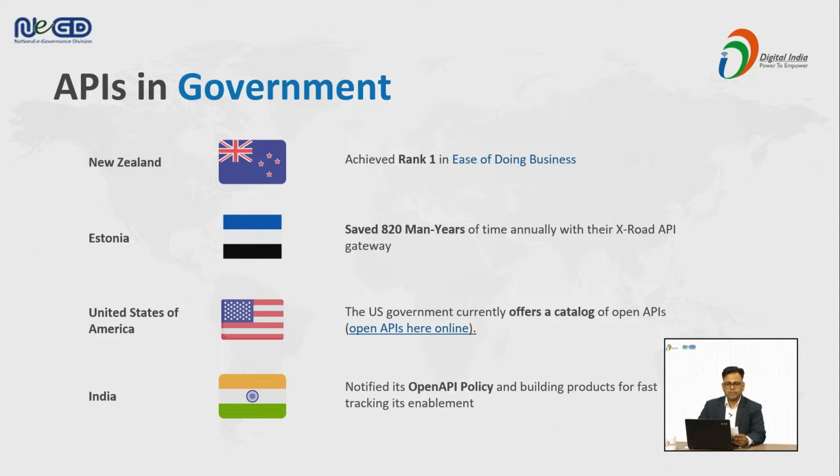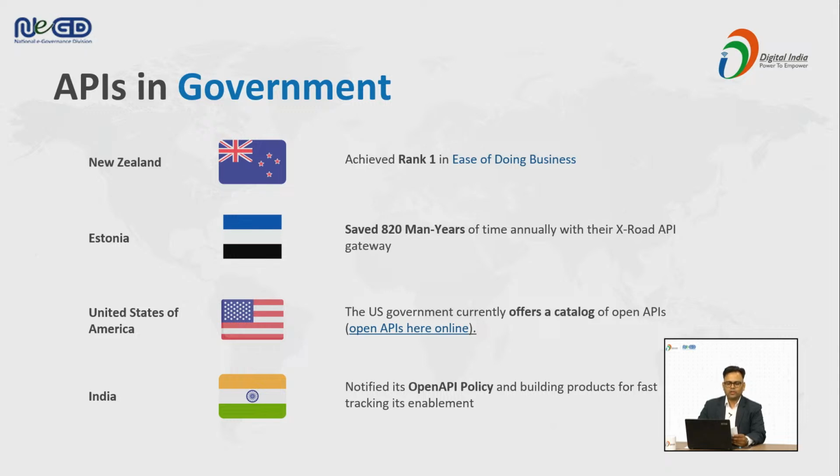So in the next slide, I'm giving a brief introduction of how APIs have helped in transforming countries. One very prominent example is New Zealand, which has achieved rank 1 in the ease of doing business. All their government departments are interconnected. So whenever a citizen or a business goes to avail any kind of services, they are able to get their services in a limited period of time.